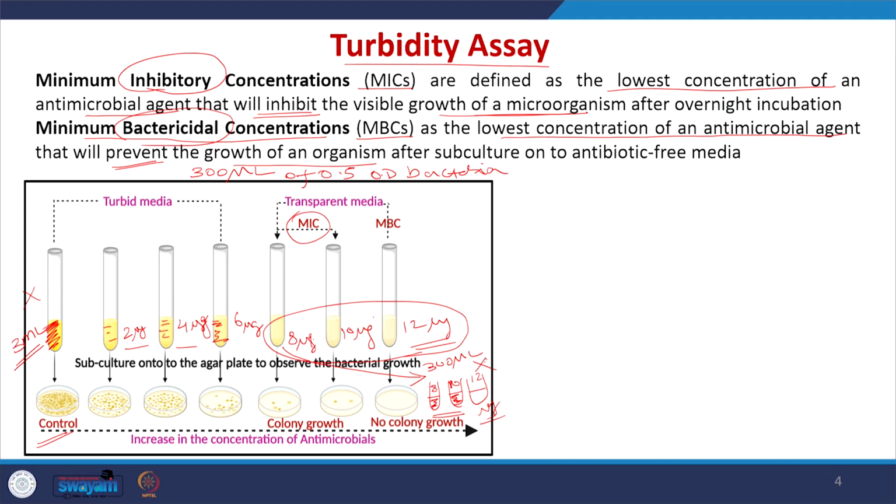And you can also do the spread plate method by taking 100 microliter from each test tube and incubate it overnight to observe the bacterial colonies. You can do the spread plate technique, and after overnight incubation you can see the colonies growth, and you can also count the number of colonies. You can see here in the control there are a lot of colonies, and in case of MIC also you can see a few colonies, but in case of MBC there are no bacterial colonies. It confirms which is the MIC concentration and which is the MBC concentration.